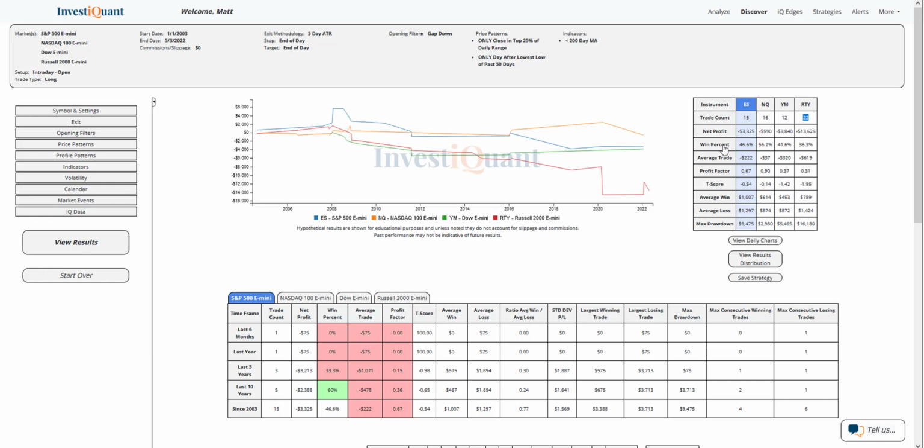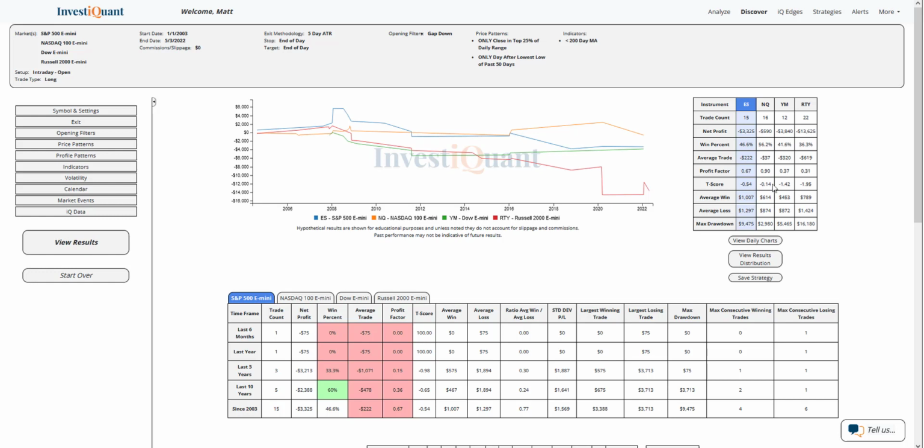Win rates on these are a little mixed. We've got S&P coming in at 47%, the NASDAQ 56%, the Dow 42%, the Russell 36%. So two of those are a little bit weak, one of them a little bit neutral, the other one just slightly favored. So we're kind of mixed there, with Dow and Russell being the weakest of the group.